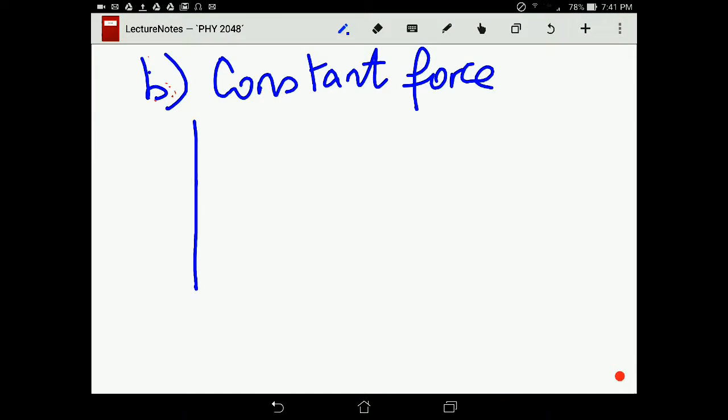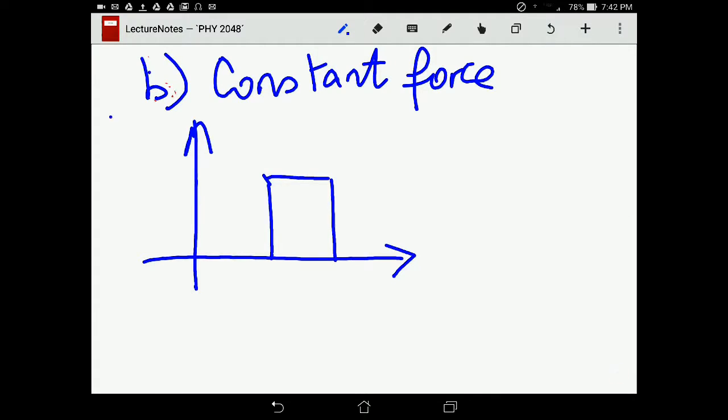So by constant force, what I mean is a situation where the force would be applied for maybe a short period of time, but during that time, the value of the force is constant. So we'd have this force here, this would be the maximum, and the amount of time that we apply the force over is just this much. So in this case, this is the initial time, this is the final time.